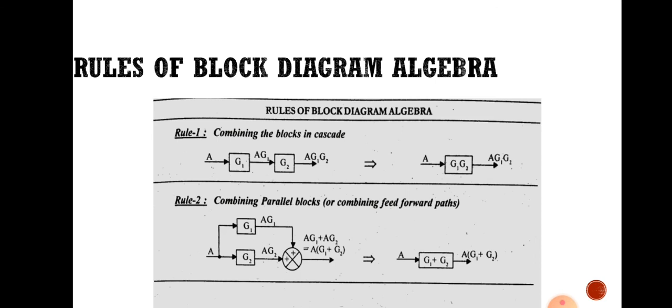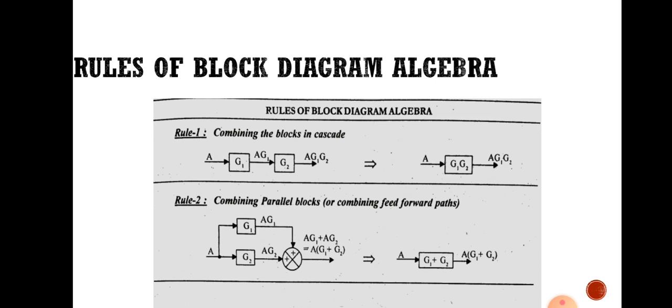So this is the block, and here the blocks are parallel, okay? Next we have to combine these blocks. We can represent it as a single block where A is the input, and the overall transfer function, or overall gain, will be G1 plus G2. So the output will be A into (G1 plus G2). So if you are given two blocks connected in parallel, you can change them into a single block with transfer function, or gain, G1 plus G2. Okay, in these two cases: when the blocks are connected in series, the overall transfer function or gain will be G1 G2. If they are connected in parallel, the overall transfer function will be equal to G1 plus G2.